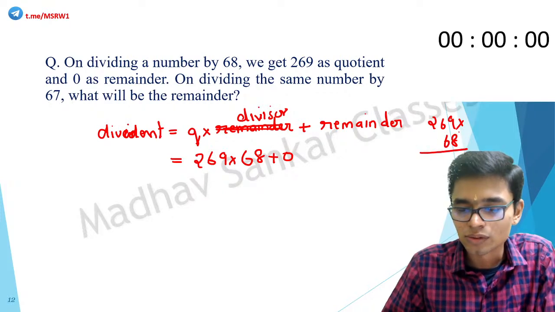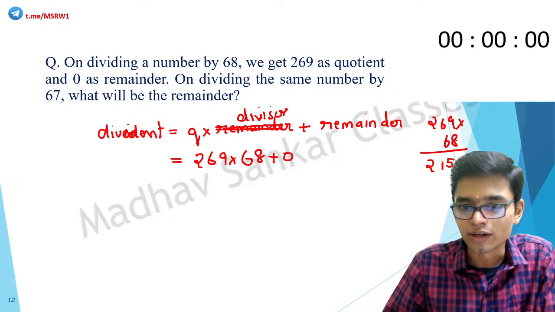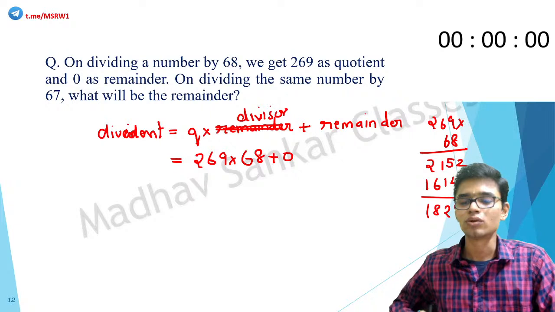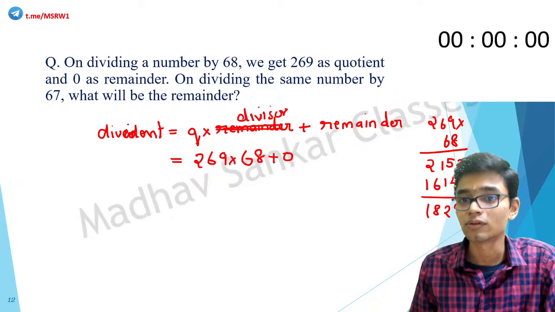Okay, 9 8s are 72, 7 and 5 21. Then multiplying 269 by 6, we have 9 8s are 64, 4 1 and 16. Now adding 2 9 2 8 1. Okay, 18292. That is the product of 269 into 68.